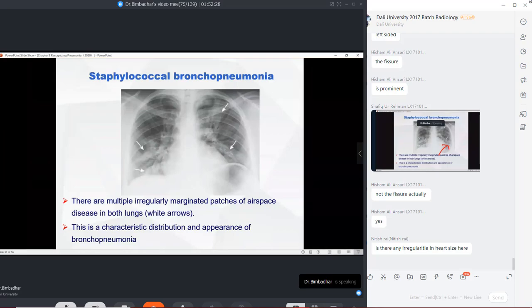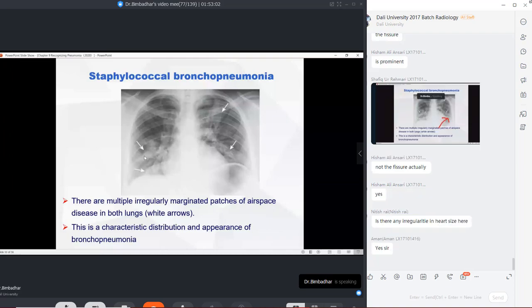Well, you are ignoring one thing here. You are ignoring checking the quality of the radiograph. This is a poor inspiration. This is an expiratory film. In an expiratory film, yes, the heart may look as if there is cardiomegaly. Yes or no? Count the ribs. How many ribs are visible? 1, 2, 3, 4, 5, 6, 7. See, 10 posterior ribs should be visible to say that there is a good inspiratory capacity. Yes or no? Right? So this is an expiratory film, so it is not a regular heart size. Get it, Nitish?